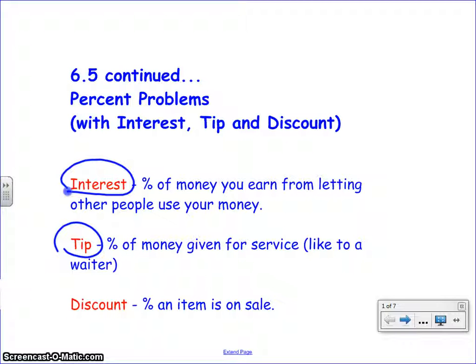A tip you use all the time. It's a percent of money you give somebody for a service. Like a percent you might give to a waiter, or a percent you might give to somebody who cuts your hair, or a percent you might give to a bellhop at a hotel. That's a tip. And discount is the amount something is on sale. So if you go to the store and milk is 20% off, the discount is 20%. And those are the things we're going to talk about today.